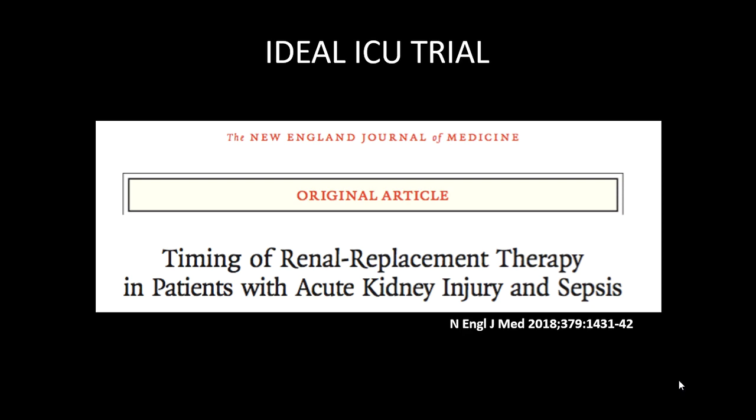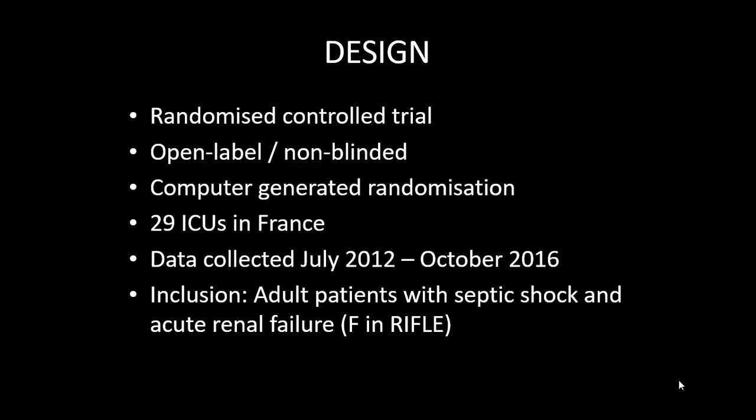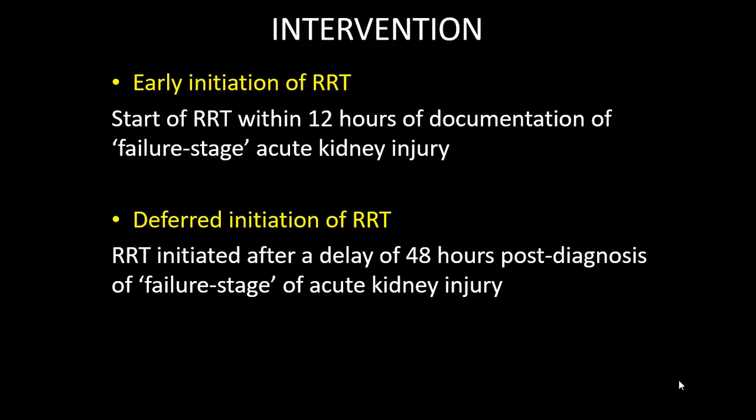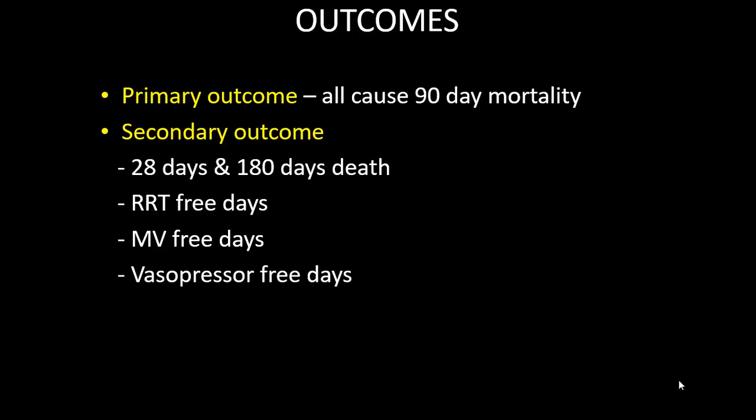In NEJM, this was a major trial which was published, where they looked at what should be the timing of renal replacement therapy. This was done in France. 29 ICUs were there, and the included patients were only those who had criteria F in the RIFLE criteria. Early initiation was start of RRT within 12 hours of documentation of failure stage, and the delayed was only after 48 hours post diagnosis of failure stage. So 12 hours versus 48 hours is what they were looking at, and obviously the primary outcome was 90-day mortality, with secondary outcomes of death and multi-organ failure.